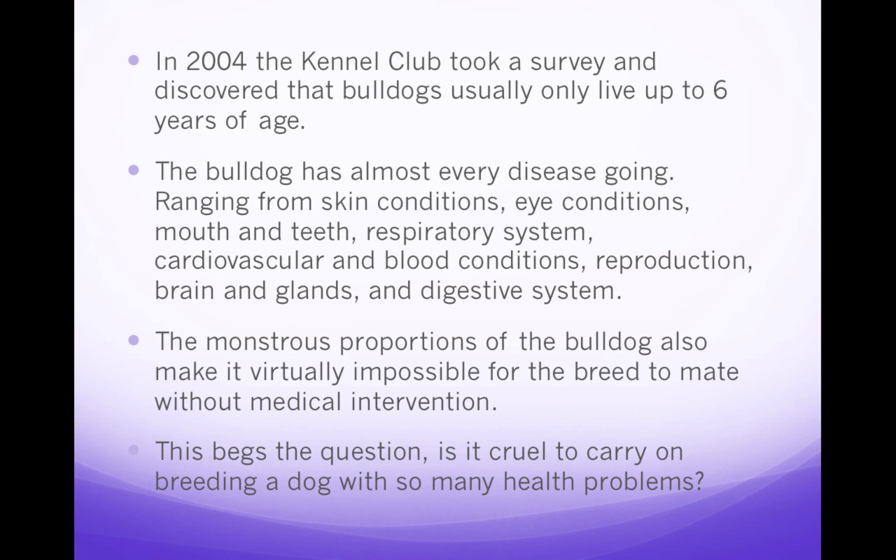In 2004, the Kennel Club took a survey and discovered that bulldogs usually only live up to 6 years of age. The bulldog has almost every disease going, ranging from skin conditions, eye conditions, mouth and teeth, respiratory system, cardiovascular and blood conditions, reproduction, brain and glands, and digestive system. The monstrous proportion of the bulldog also makes it virtually impossible for the breed to mate without medical intervention, such as C-sections and artificial insemination. This begs the question, is it cruel to carry on breeding a dog with so many health problems?